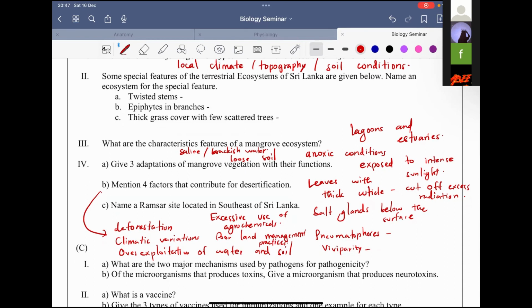Finally, name a Ramsar site located in southeast of Sri Lanka. So what is it? Just directly from the resource book, Kumana Wetland Cluster. Okay, that is all for the structure part today.